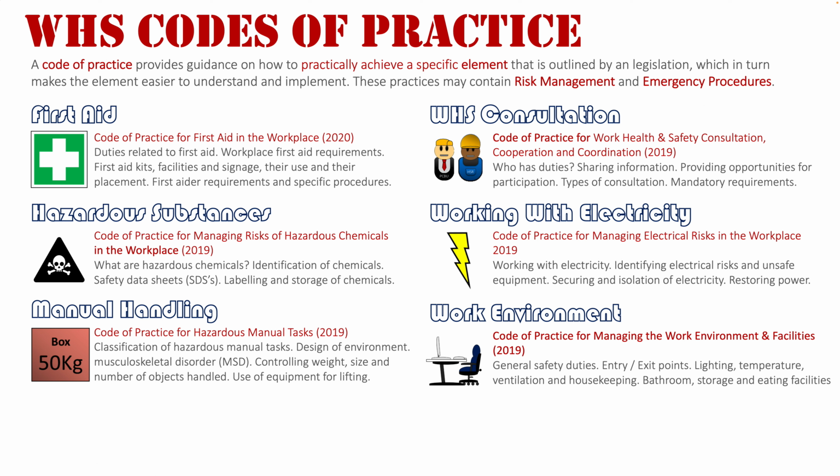Next, we have the work environment itself, and that's the code of practice for managing the work environment and facilities. Okay, it goes over general safety duties, the entry and exit points within an environment. Obviously, we can't have them blocked off, and they must be easy to get out, especially if they're fire exits. It goes over elements such as lighting, temperature, ventilation, and housekeeping. Okay, so the general environment and how these factors can protect us from long-term issues.